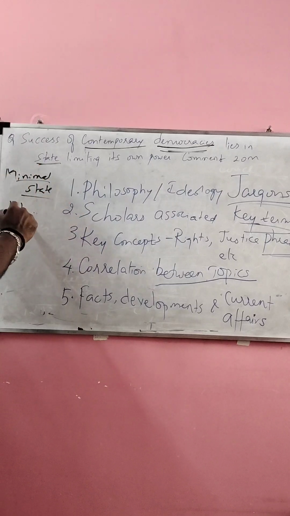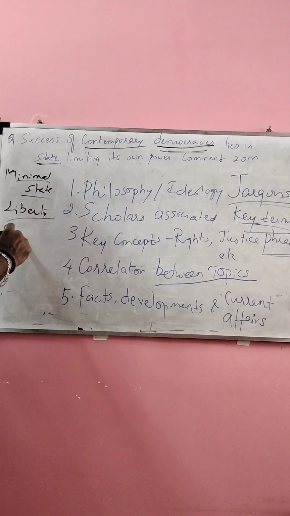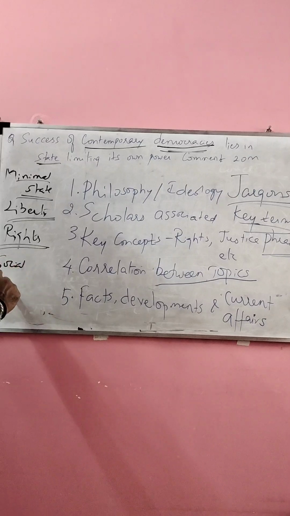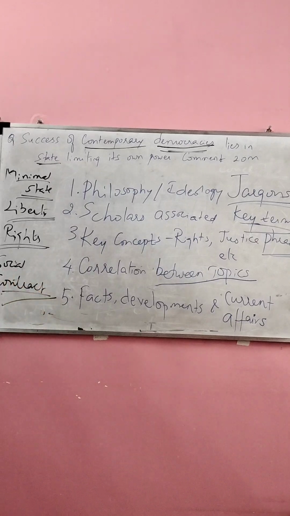You have to hit all these areas: liberty, rights, social contract, positive liberty, negative liberty, welfare state is also another concept. These are the important concepts related. I am highlighting the important ones. This is 3. Fourth is correlation between the topics.